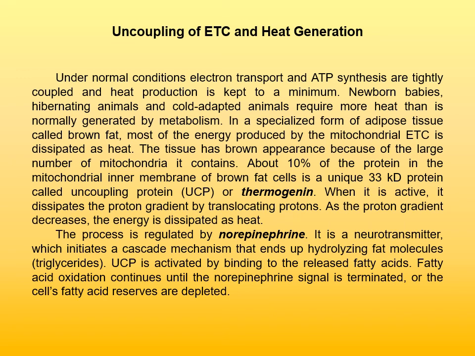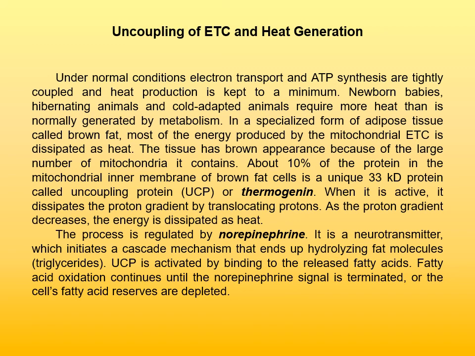About 10% of the protein in the mitochondrial inner membrane of brown fat cells is a unique 33 kilodalton protein called uncoupling protein, UCP, or thermogenin. When it is active, it dissipates the proton gradient by translocating protons. As the proton gradient decreases, the energy is dissipated as heat.